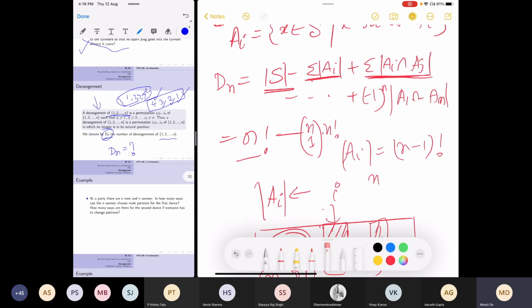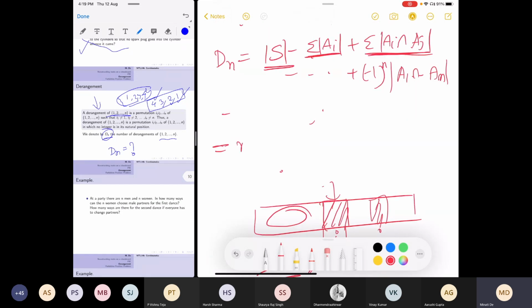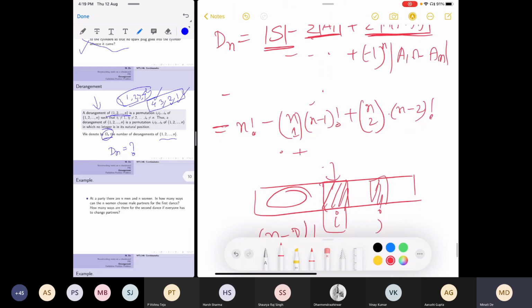So the second term would be n minus 2. Oh, I did not write it correctly. Okay, clearly, otherwise you will be confused. So this is, as I already mentioned, n choose 1 times n minus 1 factorial. The second would be n choose 2 times n minus 2 factorial. You can do this, right? In this way the argument follows in a straightforward way: n minus 3 factorial, plus and so on, plus minus 1 to the power n, and then the last term.